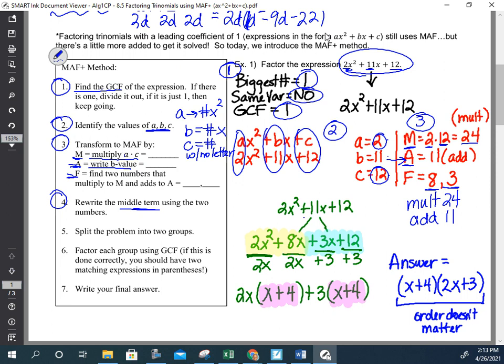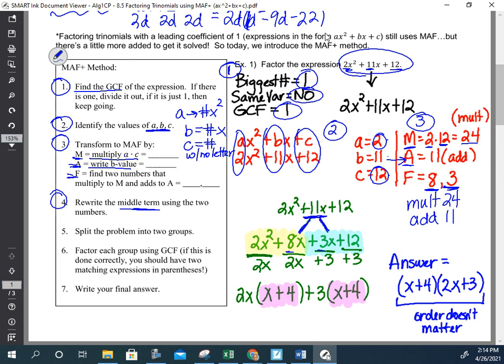So the middle term was 11. Your numbers were 8 and 3. So you're going to split it up into 8 and 3. So there's your 8, there's your 3. So there's 2 questions that people will ask. 1, why are there x's attached to the 8 and the 3? Because there was an x attached to the 11. That's why.